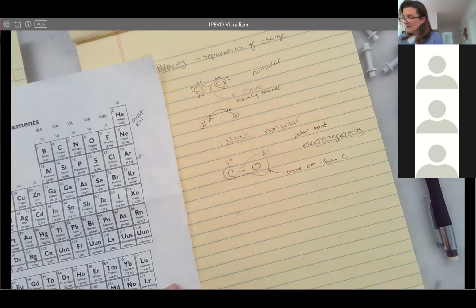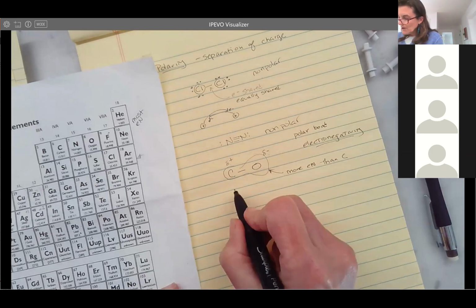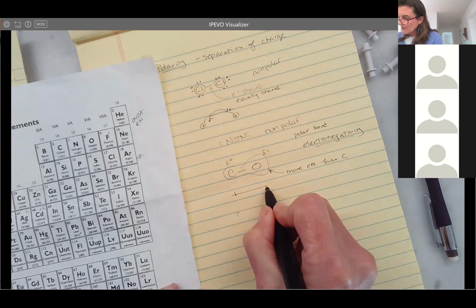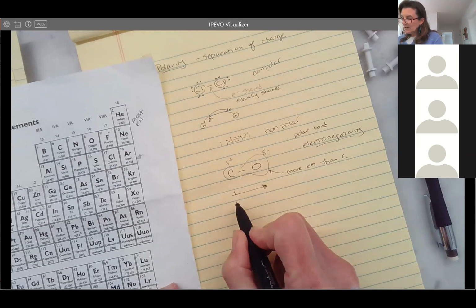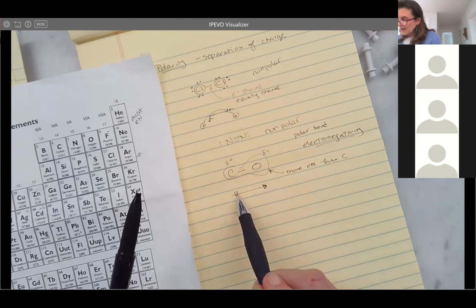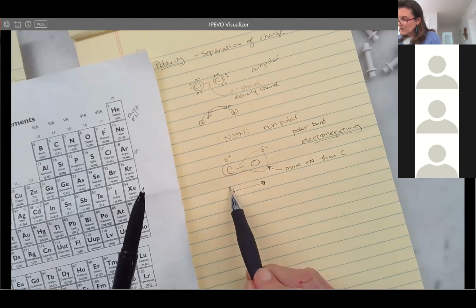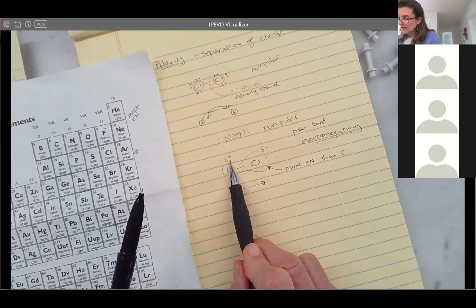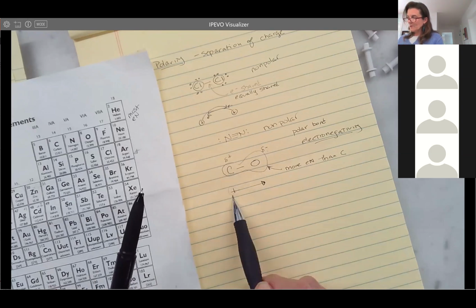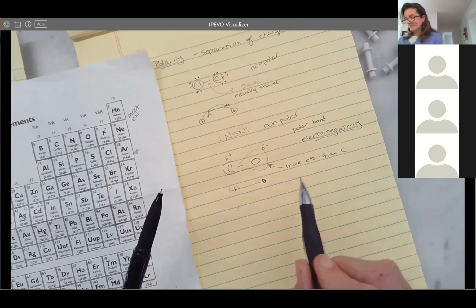And polar bonds have what we call dipole moments. The dipole moments are represented by vectors with arrows. I always remember that the tail of the vector, I draw as a positive sign, and it goes with the partial positive. So it goes from positive to negative. So this is a polar bond.